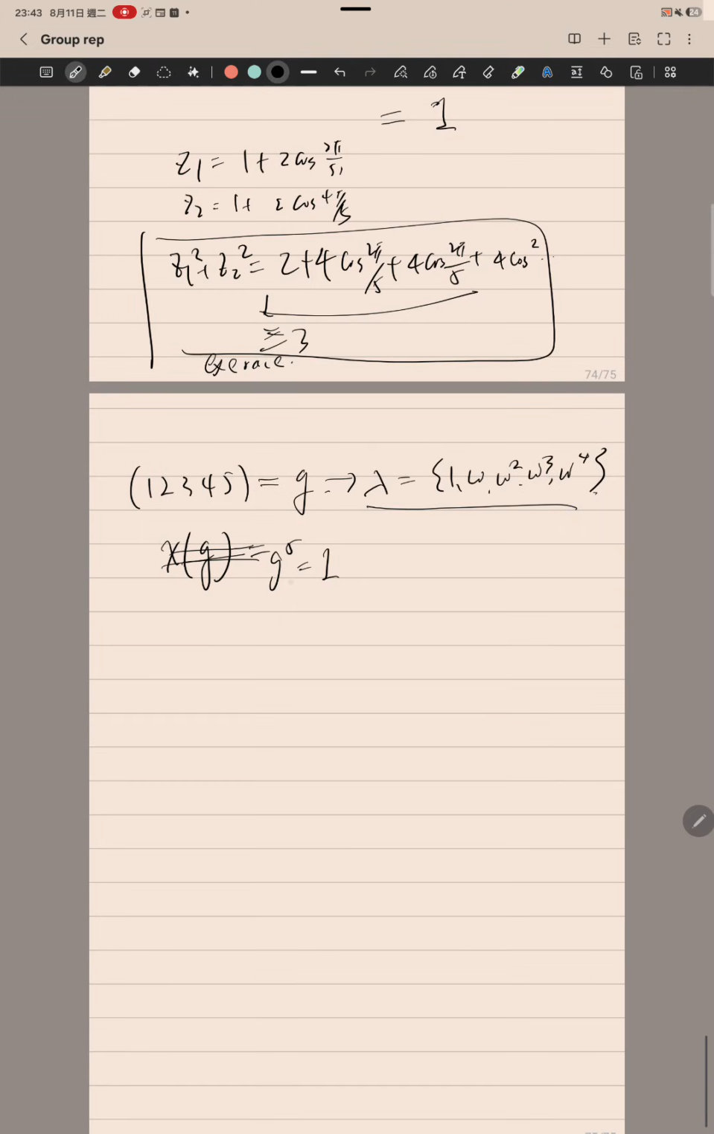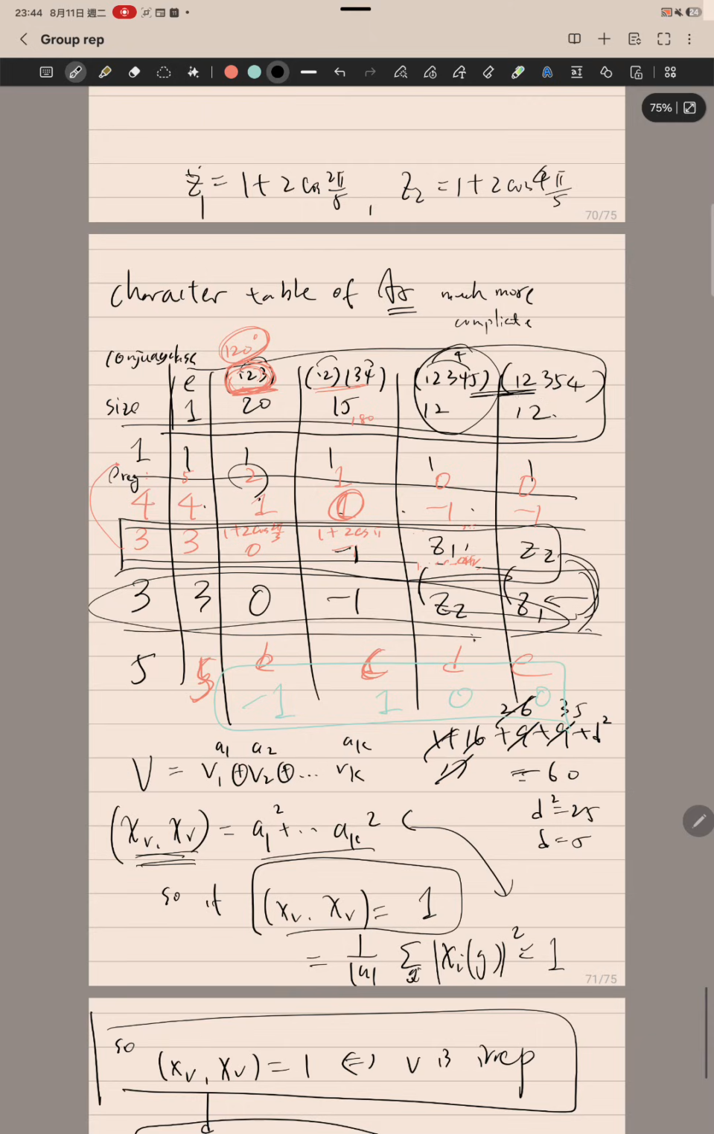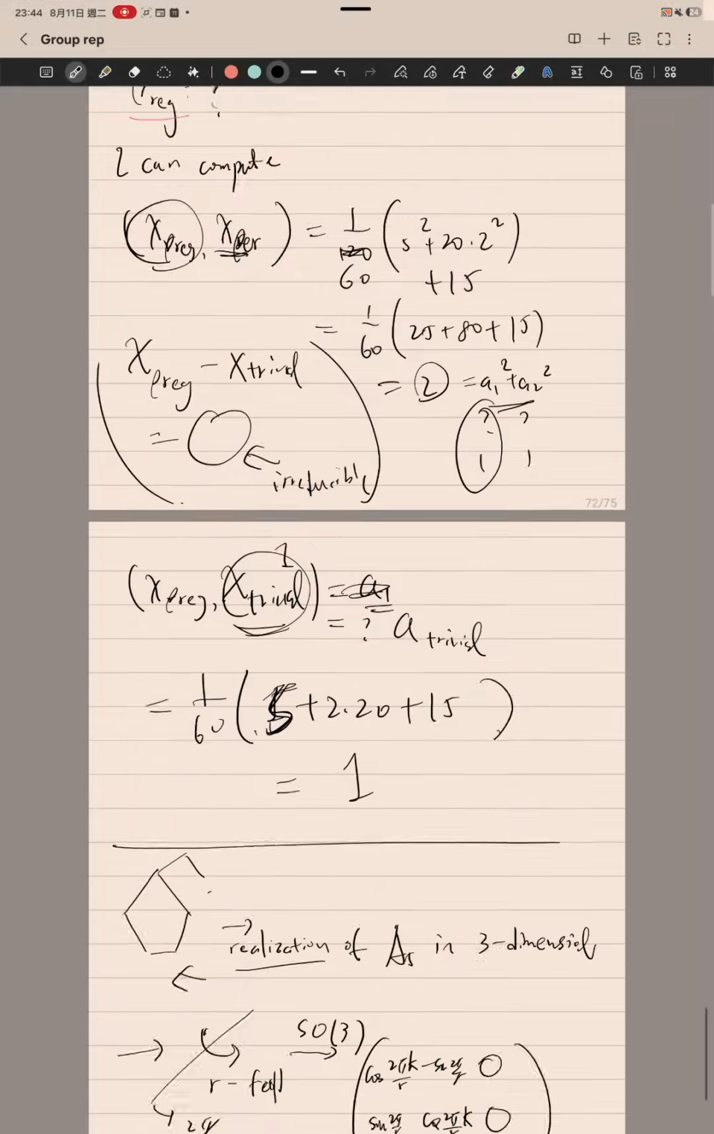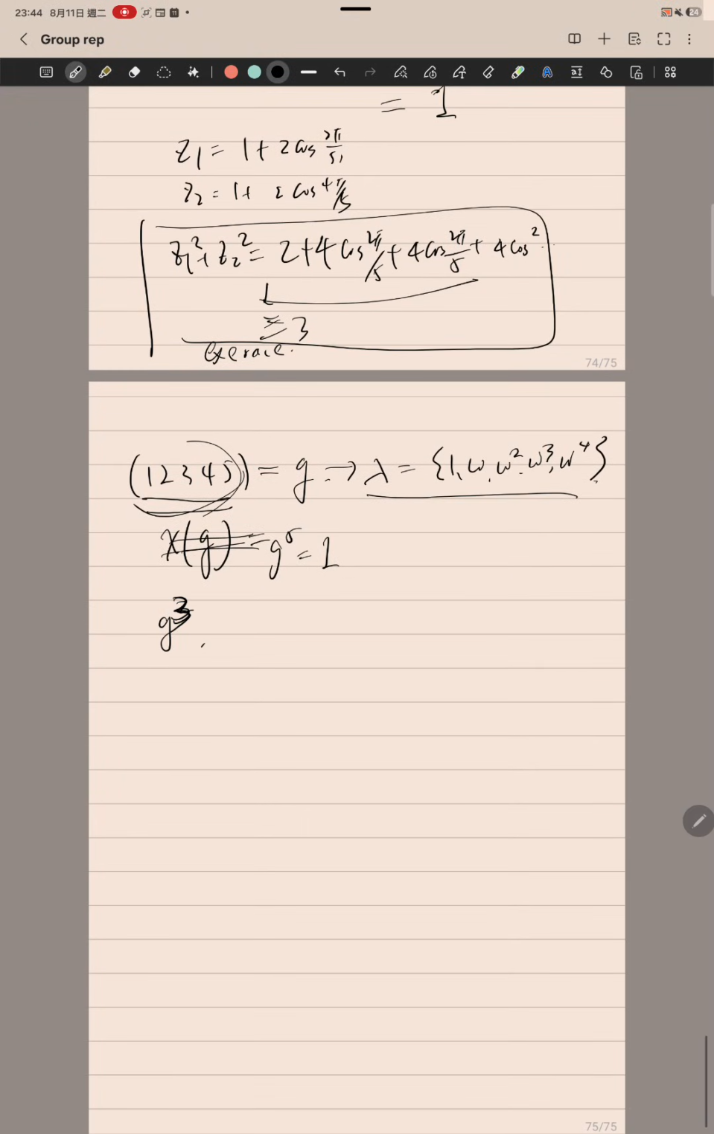So if you do G squared, I think for G squared you get another permutation, right? But the problem for G squared is that it should be different. So there are different classes. So it's hard to say, but I believe that if you do G cube or something, then it should be the same as G. So same conjugacy class.